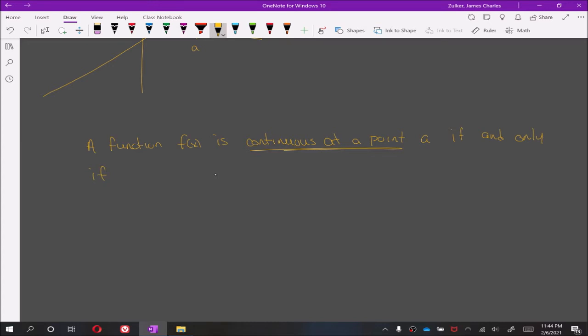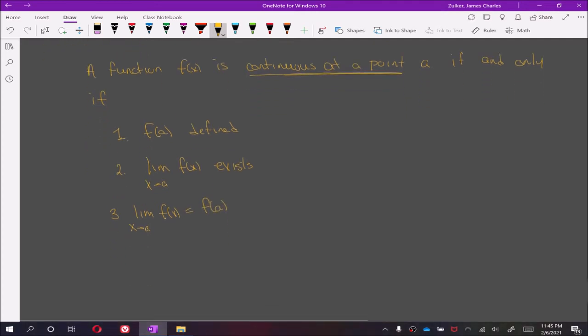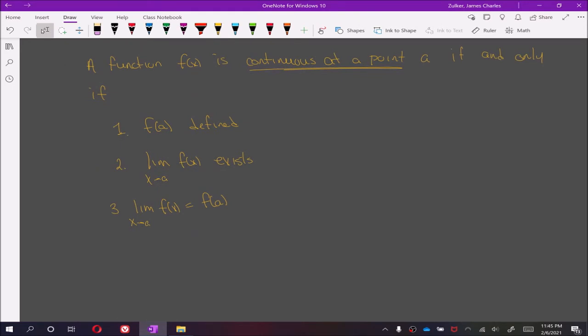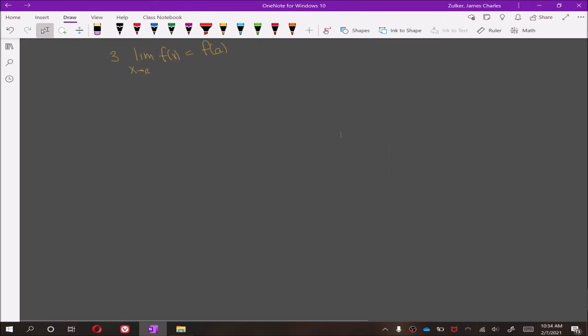Right? So if and only if three conditions are satisfied: one, f of A is defined; two, the limit as x approaches A of f of x exists; and finally, that limit is f of A. A function that fails one of these three is said to be discontinuous. There are three special types of discontinuities.